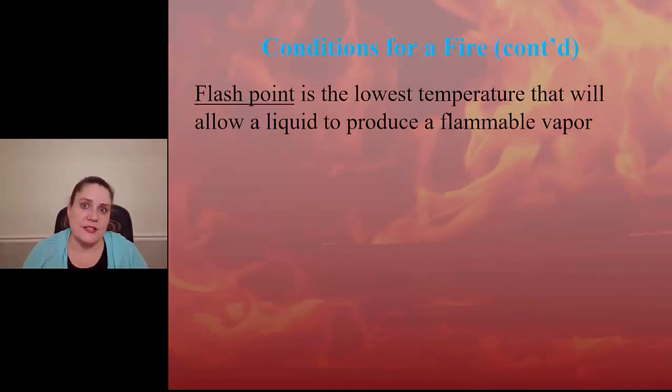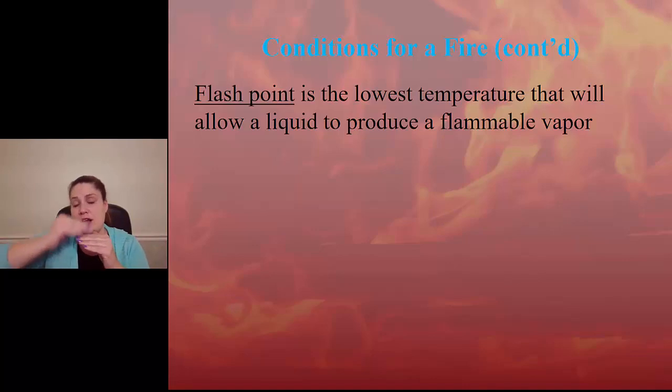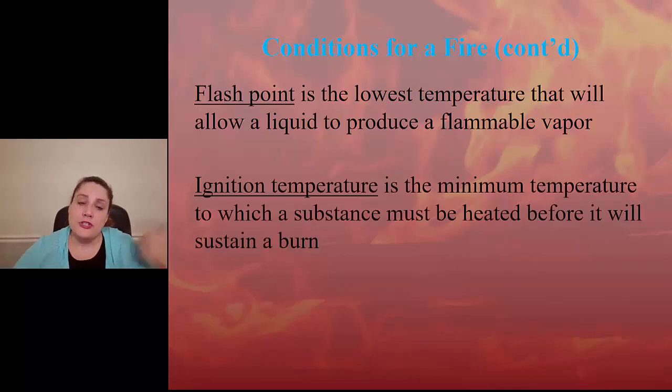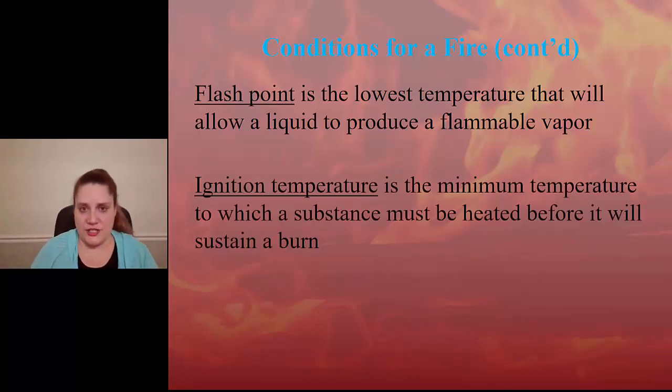So the flash point is the lowest temperature that will allow a particular liquid to produce a flammable vapor. So we said you have to go from liquid to gas, so it has to evaporate. Okay, so we have to become a vapor. And so from that liquid to that vapor, the flash point is the lowest temperature where that vapor now is flammable. Okay. Don't confuse that with the ignition temperature.